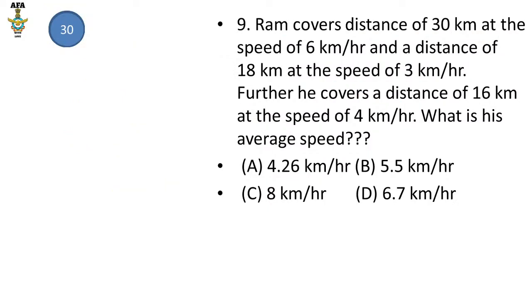So very easy question. I am just telling you the formula. Average speed is total distance travelled by total time taken. The formula is total distance travelled by total time taken. Now try to solve this question.